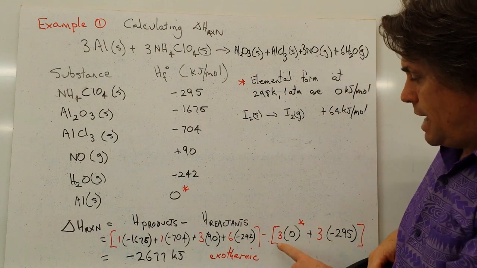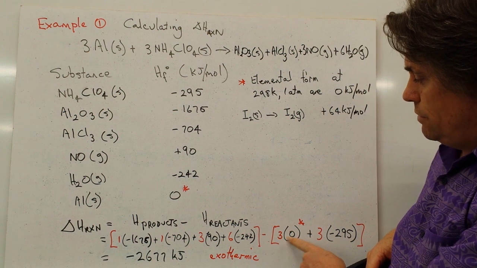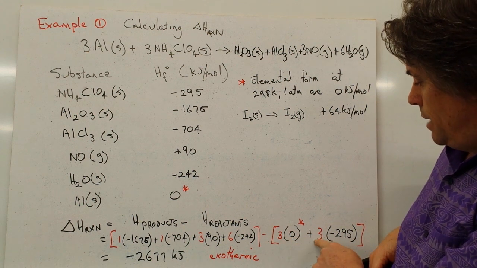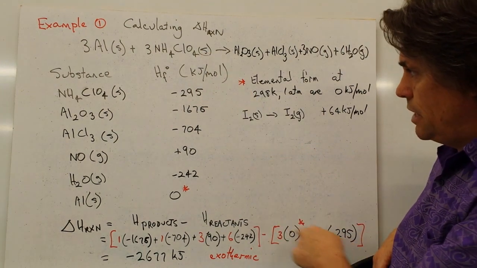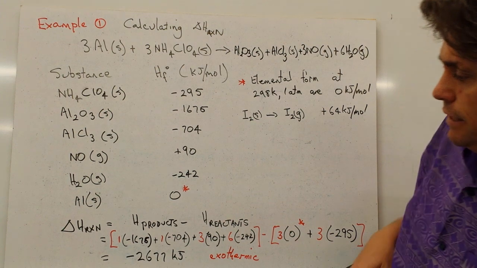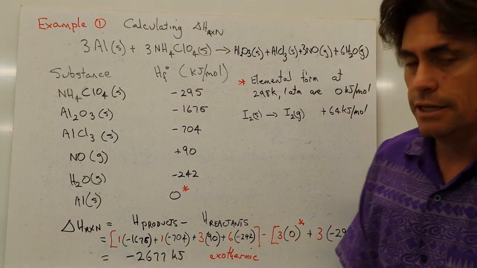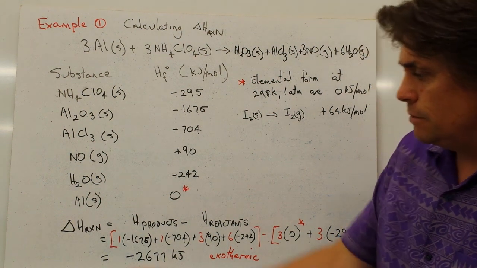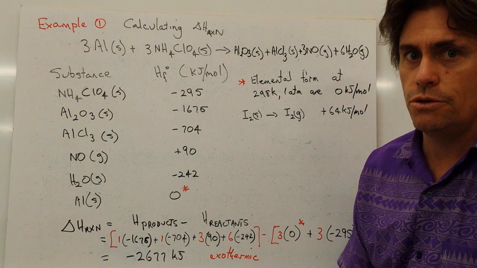If we have a look at our reactants, we've got our aluminium, we said was 0, so it's 3 times 0, plus 3 moles of our ammonium perchlorate, so 3 times the minus 295. And if we do this calculation, our total will be minus 2677 kilojoules. Because we've got the negative value in there, this reaction is going to be an exothermic reaction.